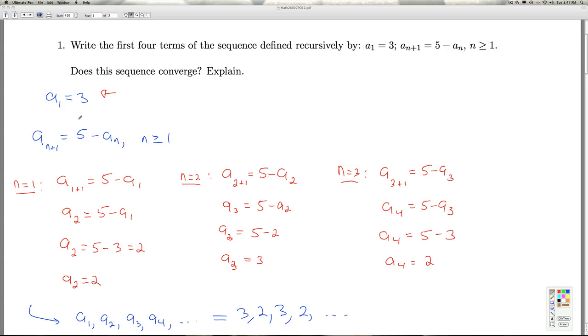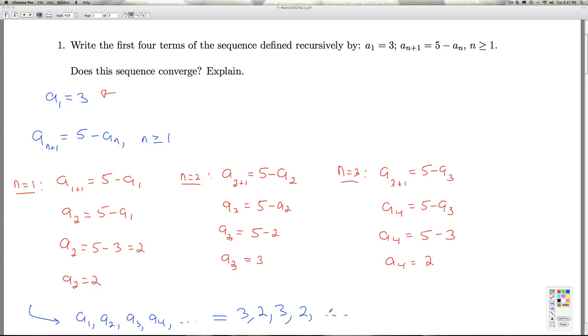So if you look at the recursion equation, the way you go from one term to the next is you take 5 minus the term that you have. So 5 minus 3 gives you 2. 5 minus 2 gives you 3 again. 5 minus 3 gives you 2. Then 5 minus 2 gives you 3. And so you see this alternating pattern between 3's and 2's.